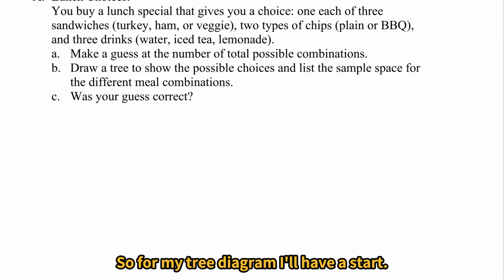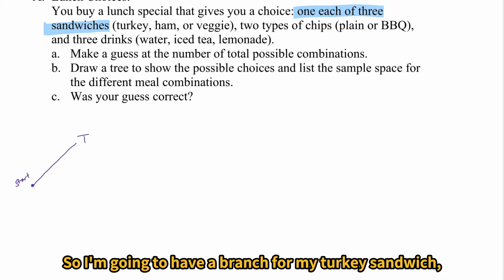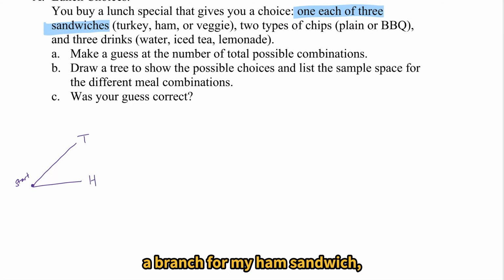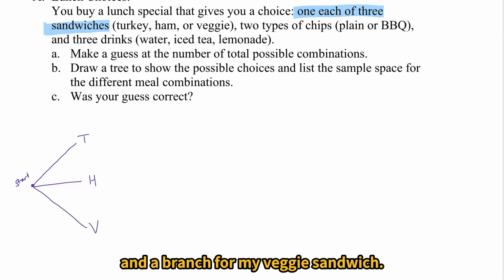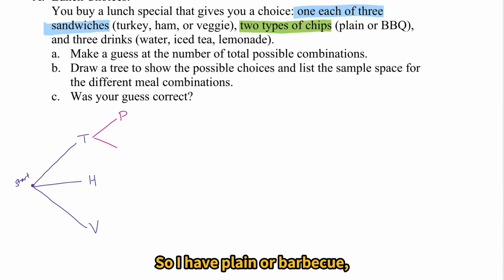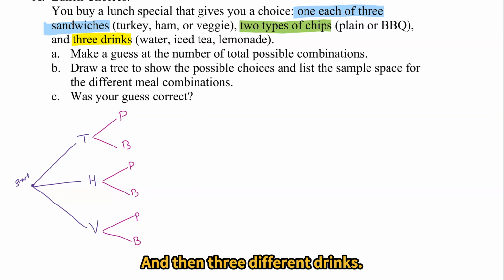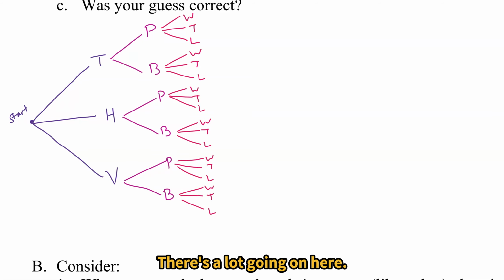So for my tree diagram, I'll have a start. We always have a start node. And I first have one each of 3 sandwiches. So I'm going to have a branch for my turkey sandwich, a branch for my ham sandwich, and a branch for my veggie sandwich. And then I have 2 types of chips. So I have plain or barbecue, and I'm just going to use B for barbecue. And then 3 different drinks. So we have water, tea, lemonade. There's a lot going on here.